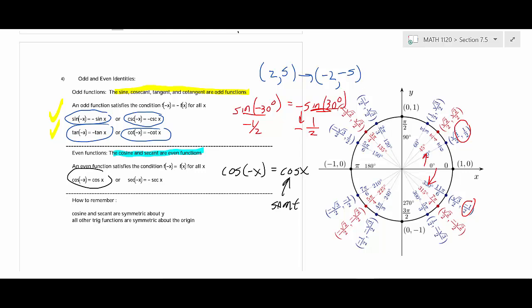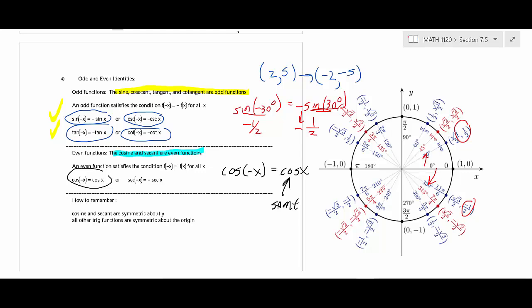What is the cosine? The cosine's the x value. What do you notice? Same. They are the same. How about 45 and negative 45? Same, see? That's what happens. The cosine's the x value. So the unit circle should show you whether something's even or odd. Opposite angle, same x. Does that make sense?